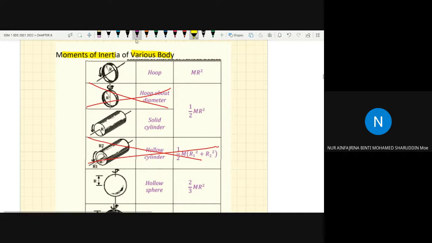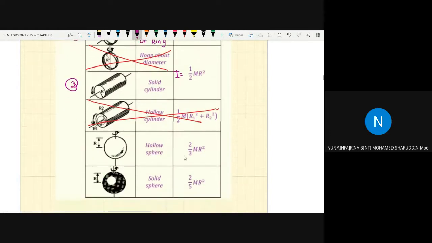So this is the first one. The first one, for example, is a hoop or ring. If you want to find its moment of inertia, you just use the formula I equals mr squared. Okay, for the second one, it is a solid cylinder. For a solid cylinder, you use half mr squared. And then for a hollow sphere, you use the formula I equals 2/3 mr squared.